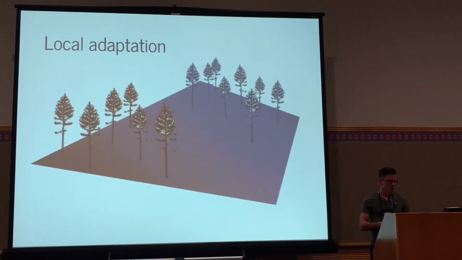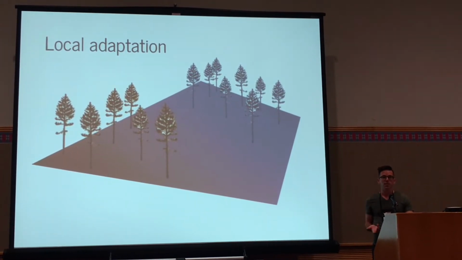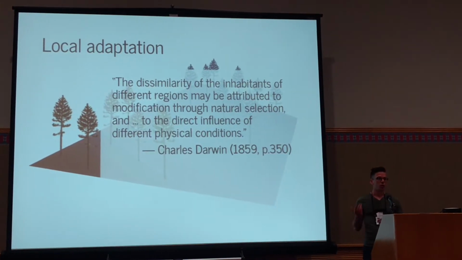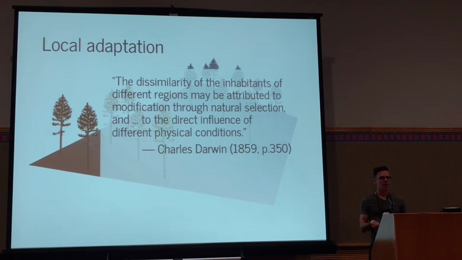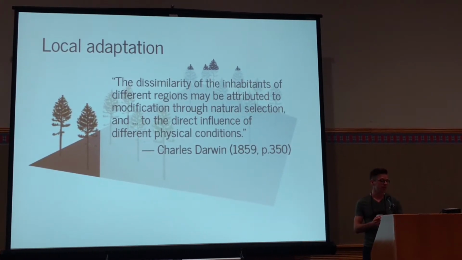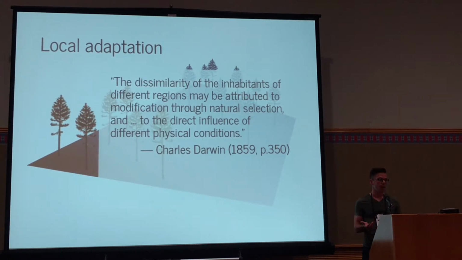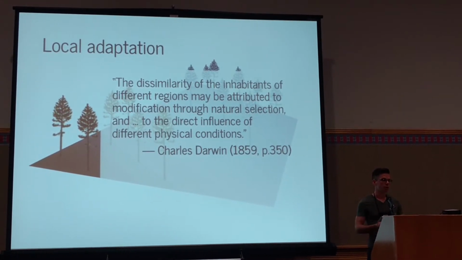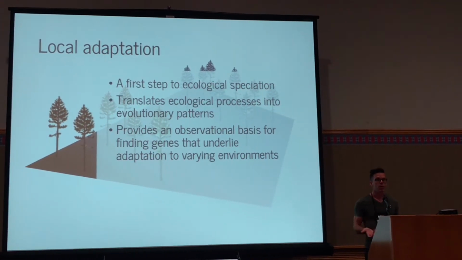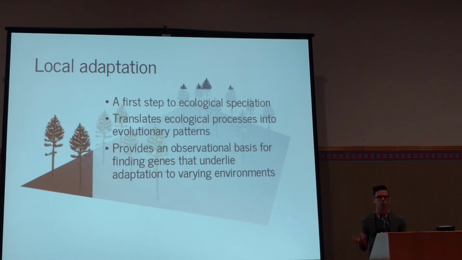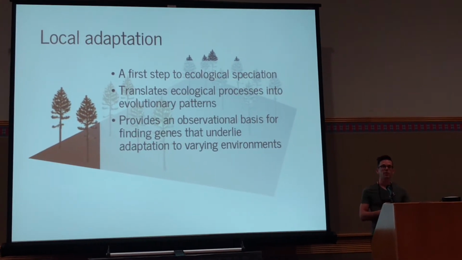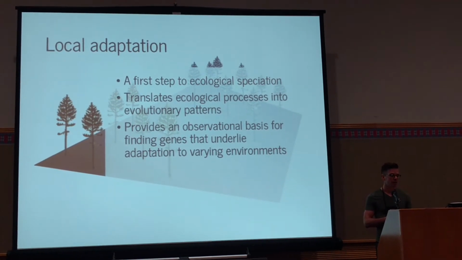This is local adaptation. This is a concept that really dates all the way back to the origins of evolutionary ecology. Charles Darwin famously did not have a very firm idea about what actually causes speciation, but he thought that one of the things that contributes to it is adaptation to the direct influence of different physical conditions. And so today we understand local adaptation as a first step to ecological speciation, and really the means by which ecological processes are translated into evolutionary patterns.